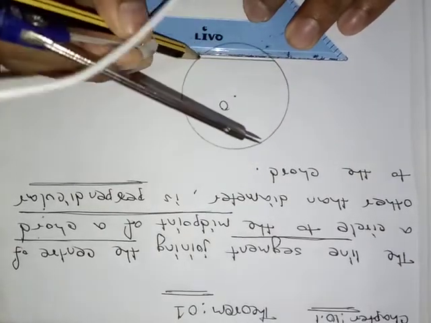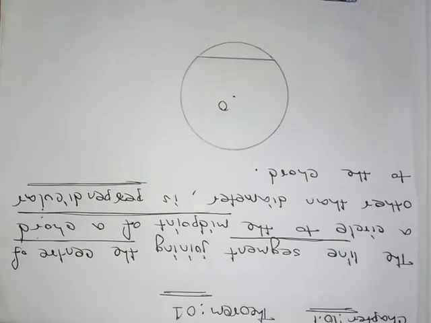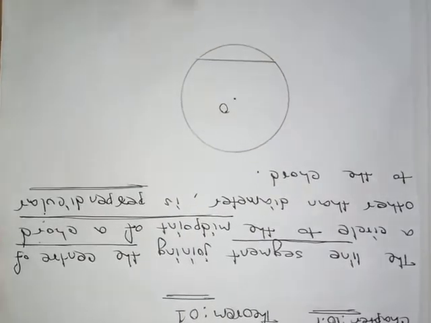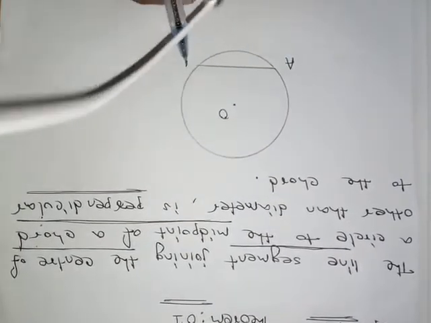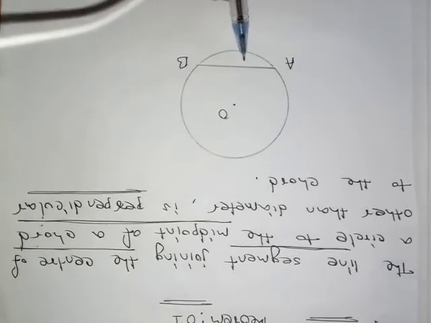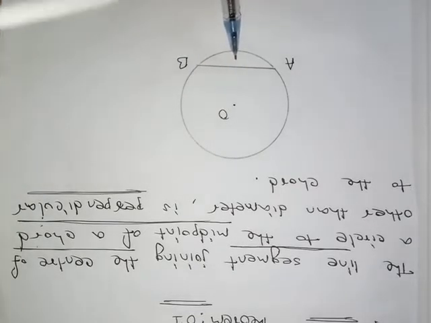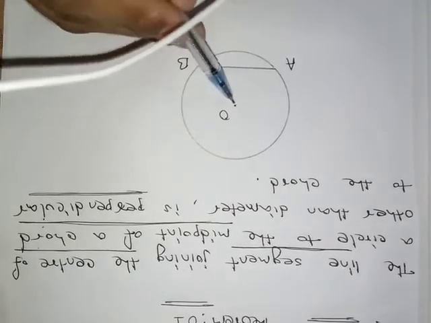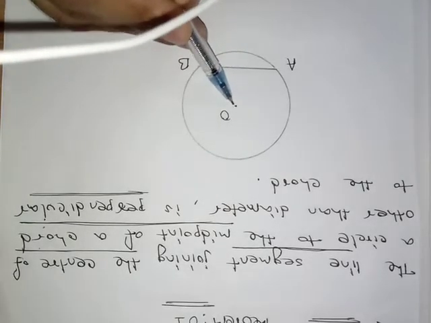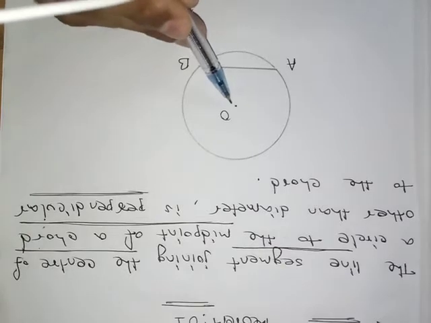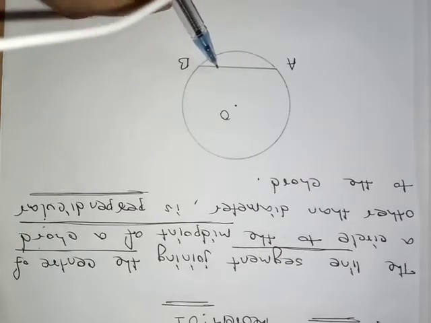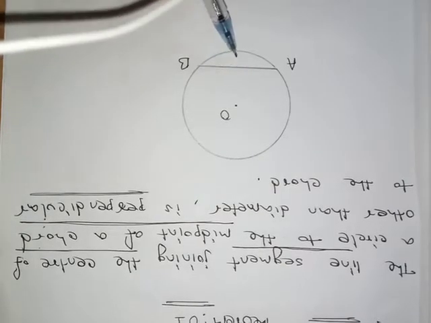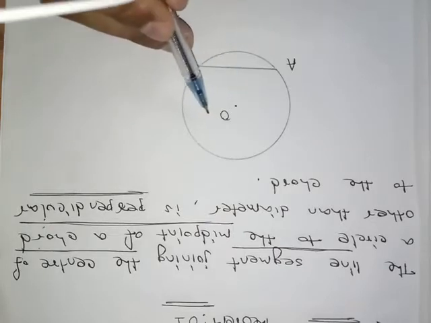Here I have taken a chord AB, which isn't a diameter. Why can't we call the chord a diameter? Because the chord isn't passing through the center. We can call a chord a diameter only when the chord is passing through the center.